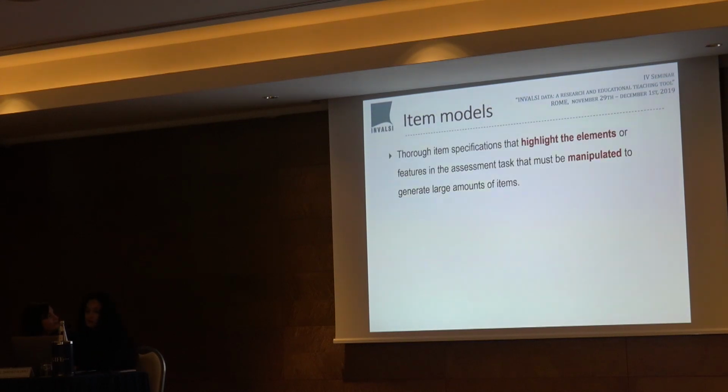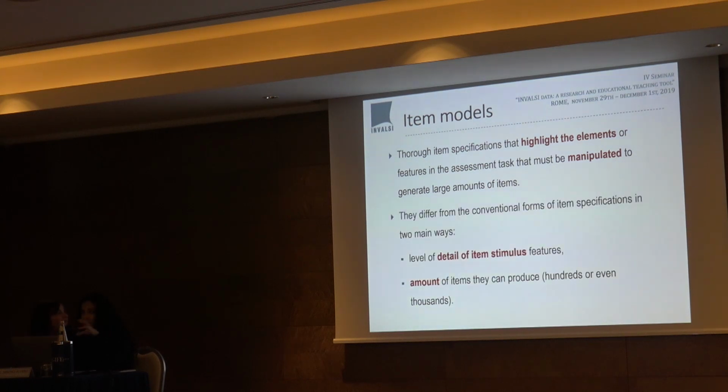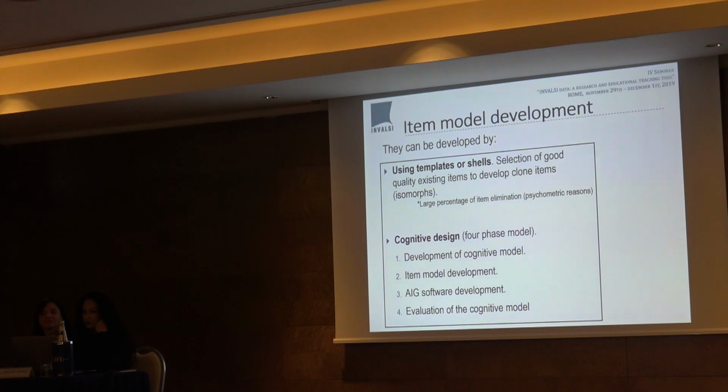So, what is an item model? It is very thorough. Think of an item specification, a classic one, but think of it very specific, very thorough, very deep, grained in all of its elements. This is done because we have to identify them in order to change them, manipulate them, and know what and why we are doing this. So item models are different from item specifications because of this level of detail in the stimulus of the item features, and because of the amount of items they can produce. One item model can produce hundreds or even thousands of specifications depending on how detailed and how finely grained are all of these elements in the item model. I will show you many examples.